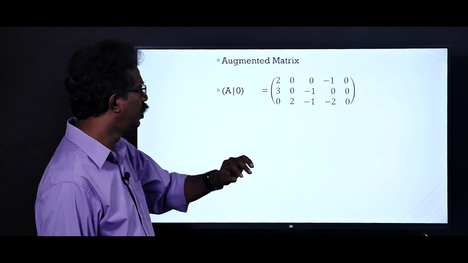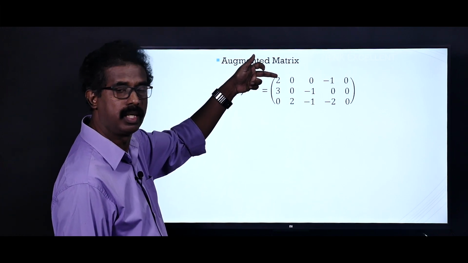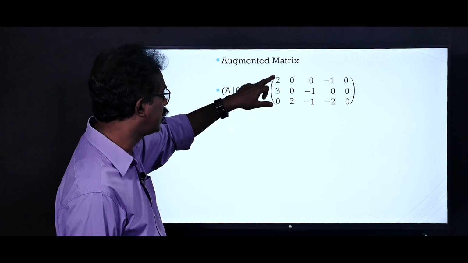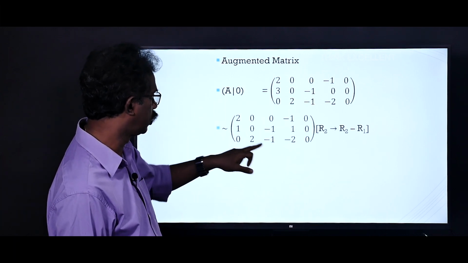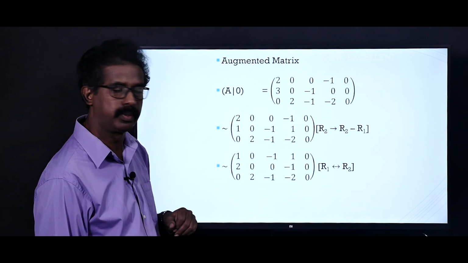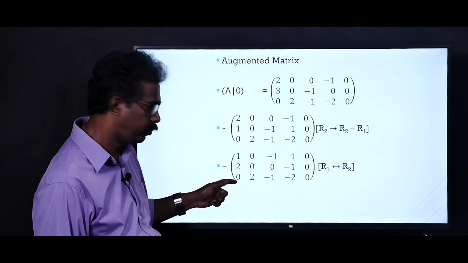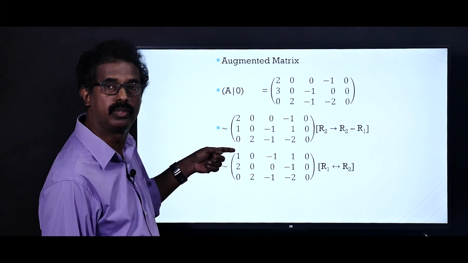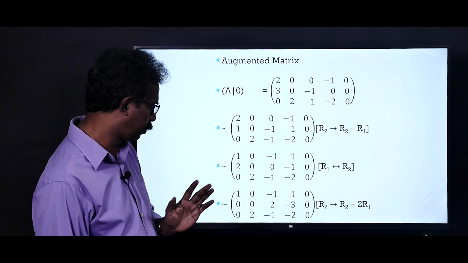Reduce it into echelon form. We want 1 here, right? So R2 is R2 minus R1. 3 minus 2, so you will get 1. Interchanging first row and second row, you get this step. So 1, and we want to make these two 0. Already this is 0. We want to make this 0: 2 minus 2, so R2 is R2 minus 2 R1. So you will get this step.